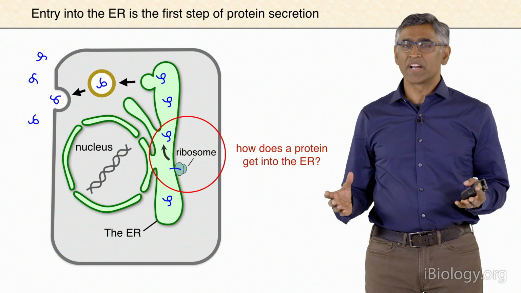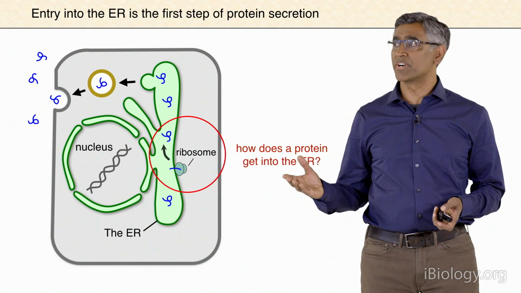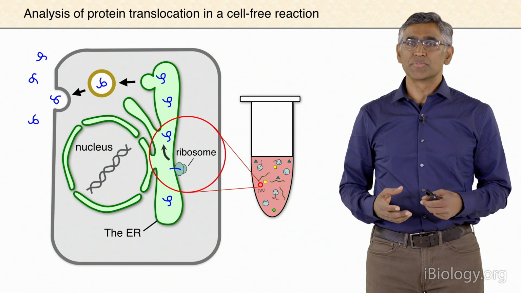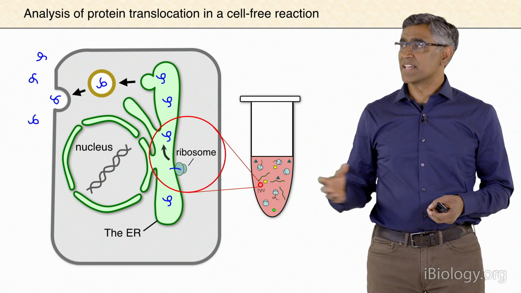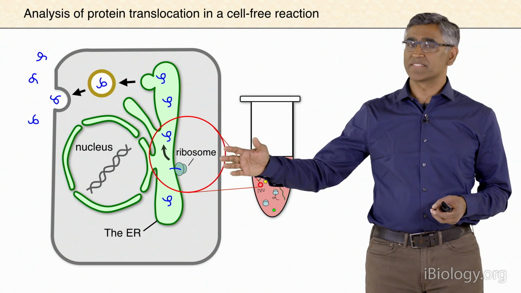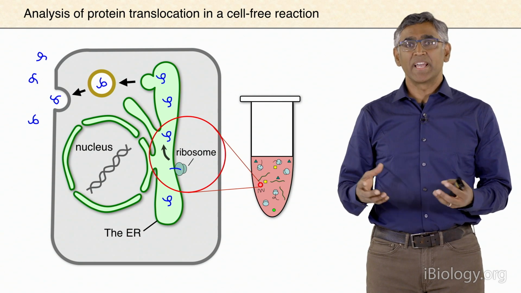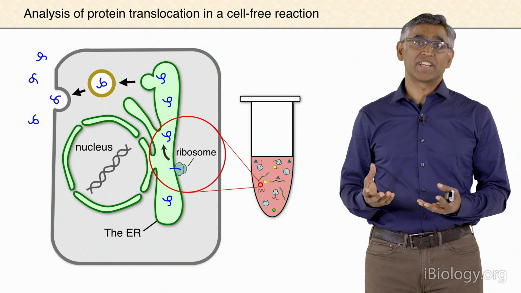But really, an understanding of how this process actually worked and how you got selective protein import into an organelle like the ER wasn't really understood until you started to take the pieces apart. And so the idea is that could you take a process such as this and break it down into different components and get those reactions, or at least part of those reactions, to work inside of a test tube?